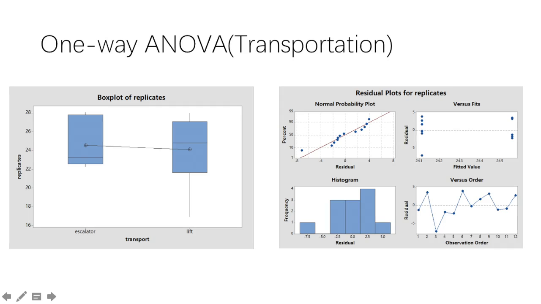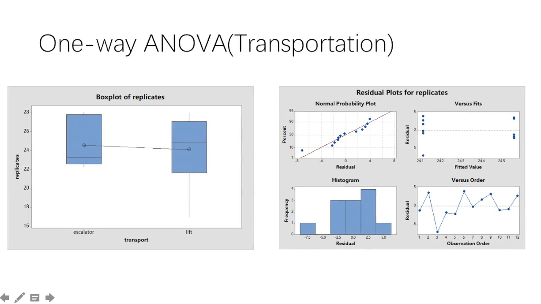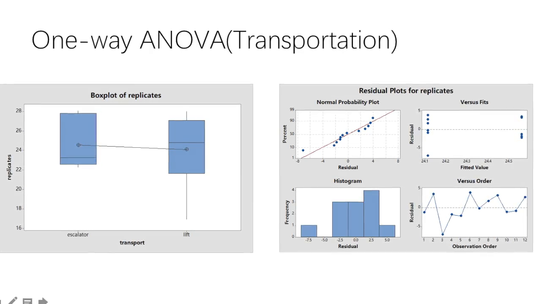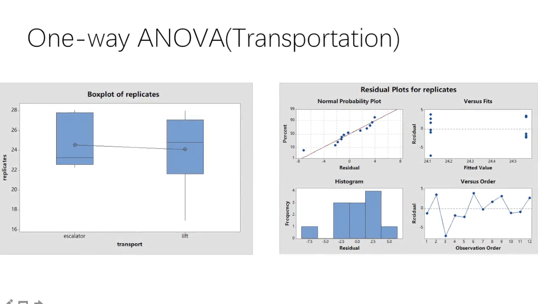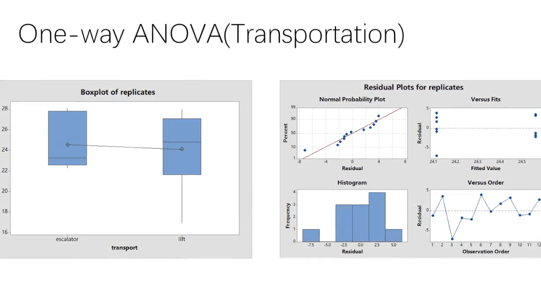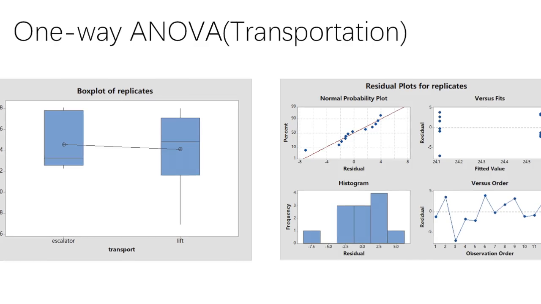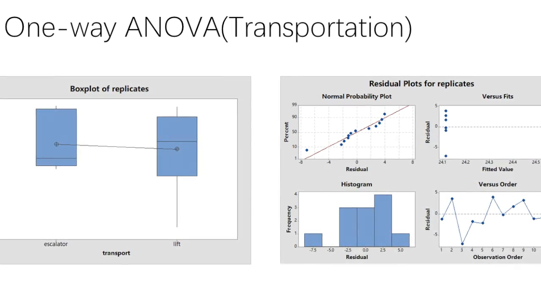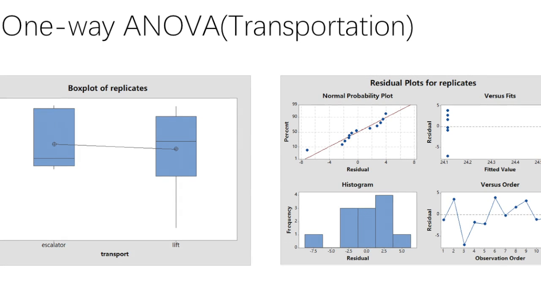Next, we investigate the factor of transportation. As we can see, the average time of escalator is a little bit longer than lift. Also, the range of lift is quite large, which means the time of lift may be impacted by other factors. We can see the interaction in the improve phase. The residuals are kind of normally distributed, which means the model is acceptable.